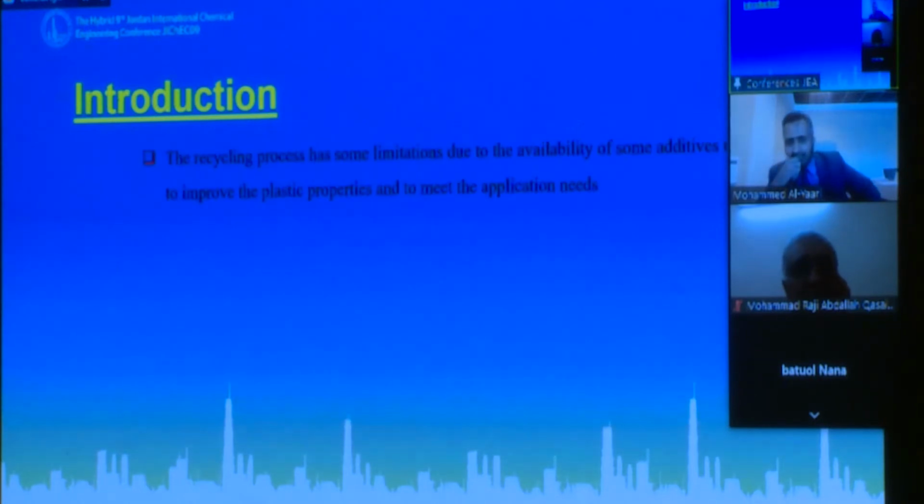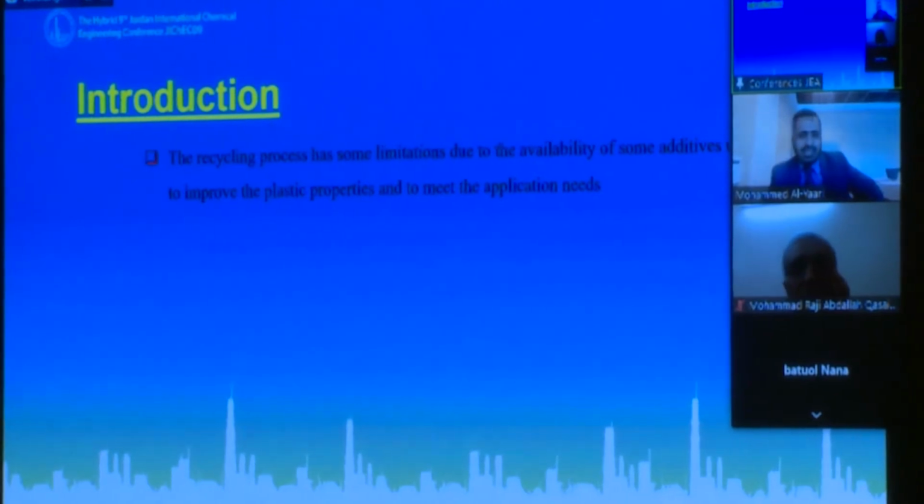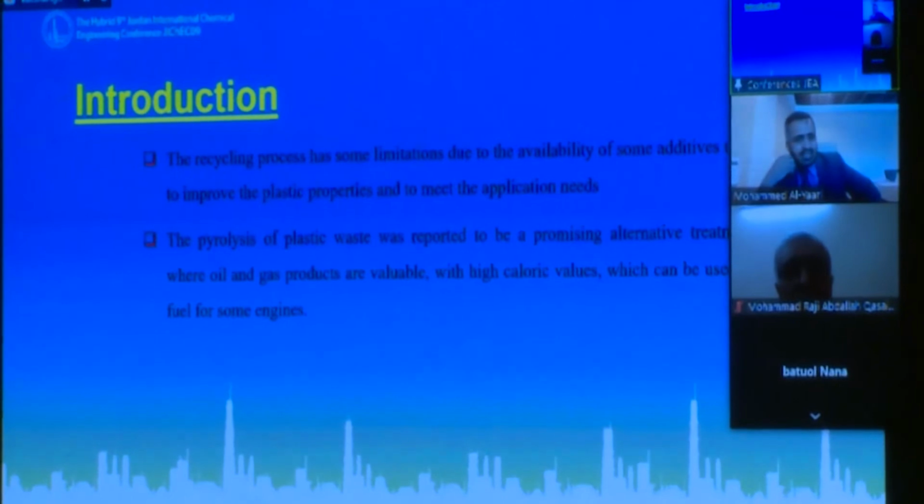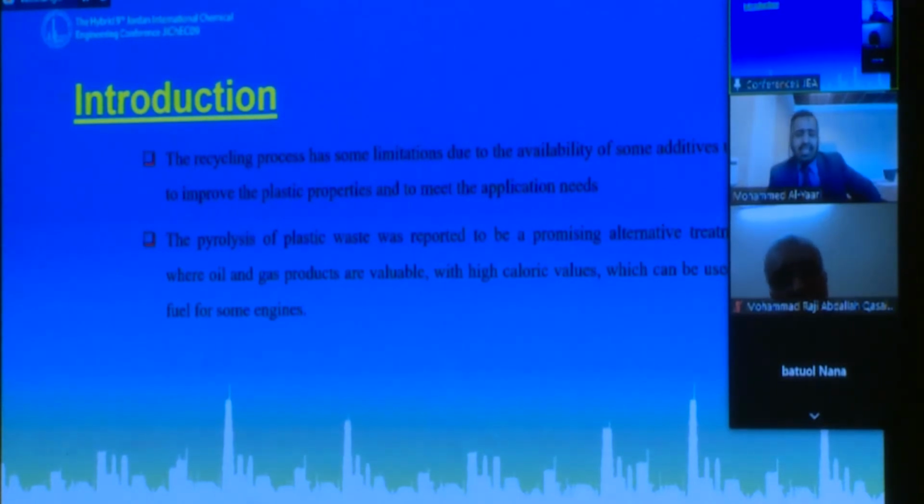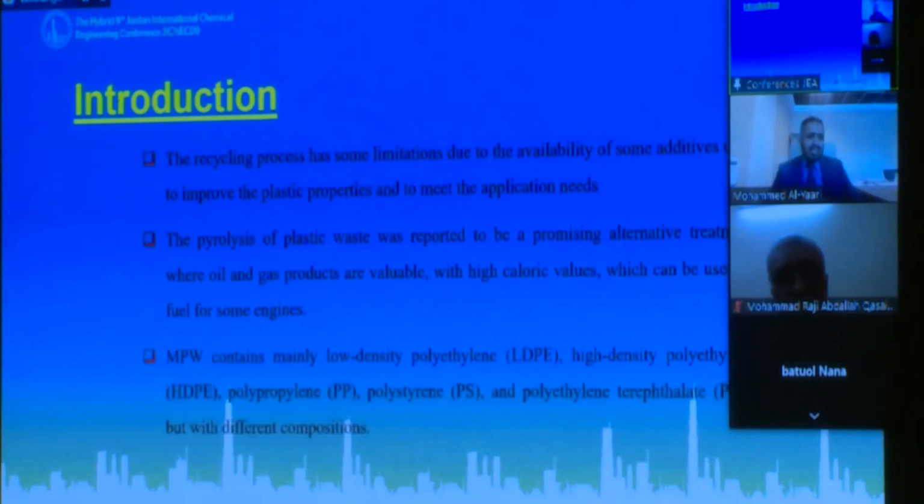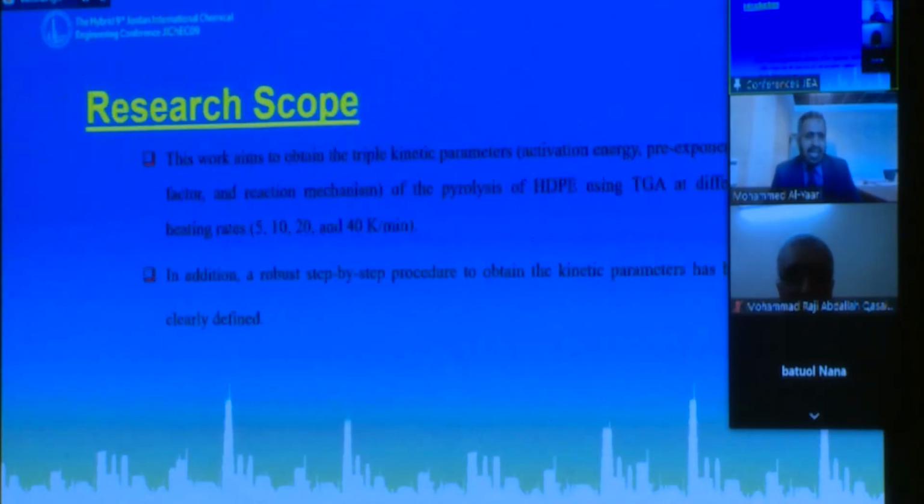The recycling process for sure has some limitations due to the presence of some additives, and the pyrolysis of plastic waste is one of the promising alternatives because of its valuable products as well as its friendliness to the environment. Municipal plastic waste contains mainly low-density polyethylene, high-density polyethylene, polypropylene, polystyrene, and polyethylene terephthalate. In this work, we tried to obtain the kinetic parameters, the activation energy, pre-exponential factor or frequency factor, and the reaction mechanism of the pyrolysis of high-density polyethylene at 4 different heating rates. And also we tried to define a step-by-step procedure to obtain the kinetic parameters from the experimental data.